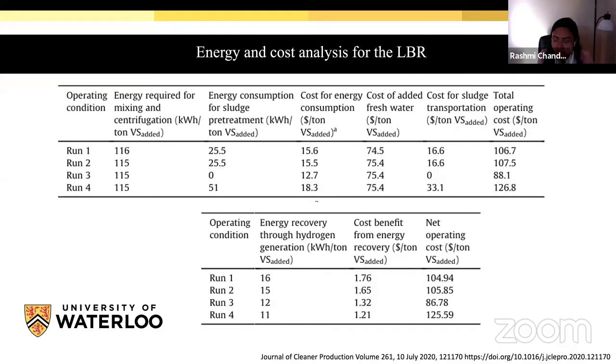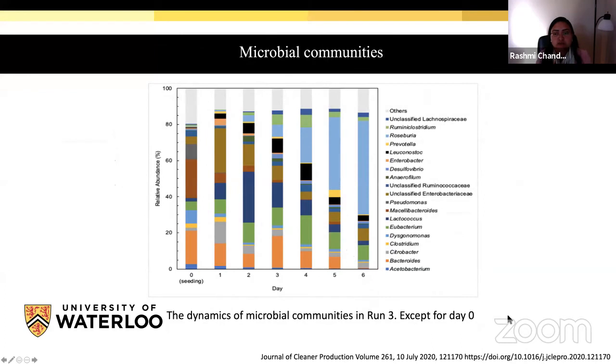At a smaller scale, we feel it was cost effective, though not by much, because the cost benefit is $1.76 per ton of VSS added, which is actually negligible. But from here we are working on how we can decrease the input cost and how we can increase the output value. That is still ongoing. This preliminary data is already published, so if anyone wants, they can look it up.